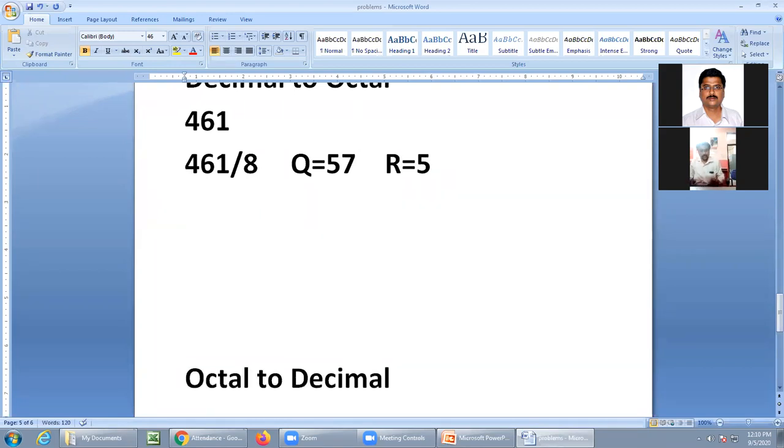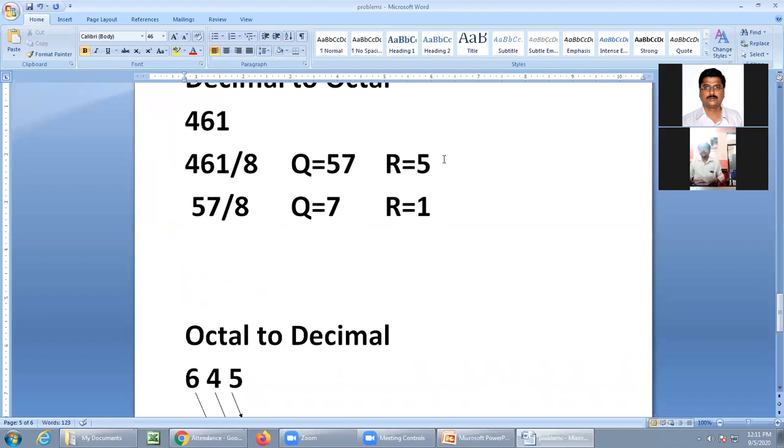Now, go to the next step. What quotient did you get? 57. Is it lesser than 8? It is not lesser than 8. So what do you need to do? Again, you divide it by 8. So now what will you get as the quotient? How many times will it go? 8 sevens are 56, right? So 7 is the quotient. So the remainder will be 1.